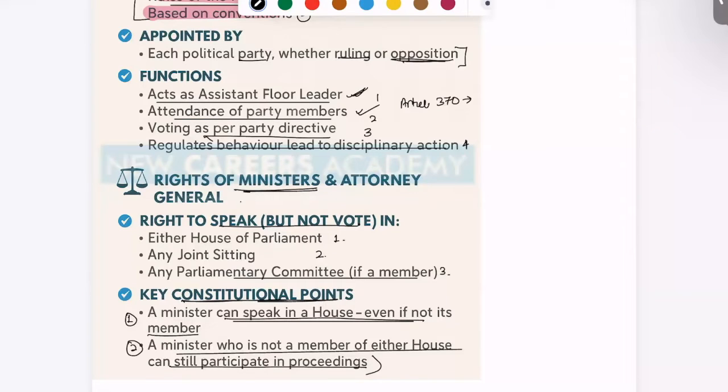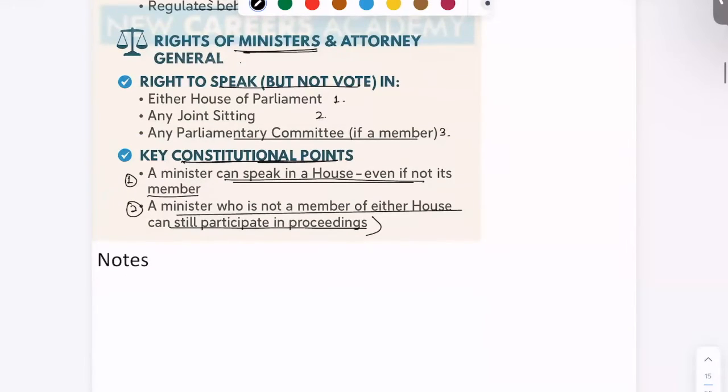Attendance of party members, ये check करते हैं, voting as per party directive हुआ है कि नहीं. What are the rights of ministers and attorney general? There are certain rights a minister enjoys. Only a minister. I may be an MP, I don't enjoy. Only a minister or an attorney general can sit in both Lok Sabha and Rajya Sabha. The Prime Minister can speak in both Lok Sabha and Rajya Sabha.